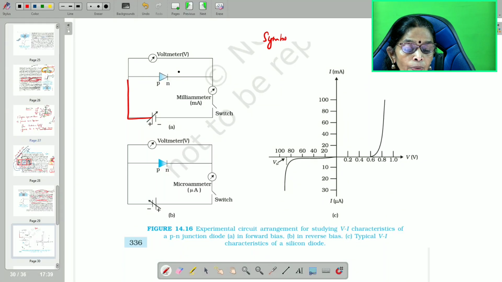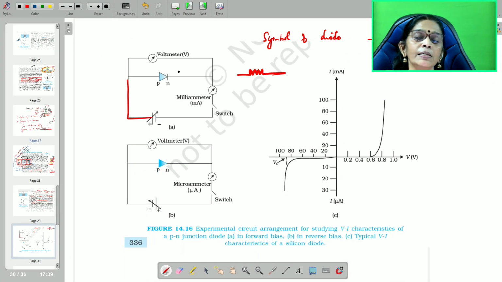Let me give you the symbol of diode. Two terminal device, this is the symbol of diode. How do you draw the symbol of a resistor? Same way, this is the symbol. The PN junction is there, that is called as diode, because P is one side, N is another side, so it is a two terminal device, therefore it is a diode. And the triangle is positive, the linear line is negative.